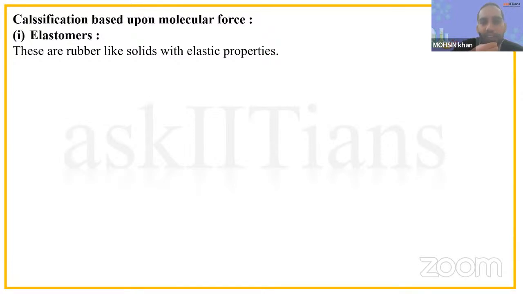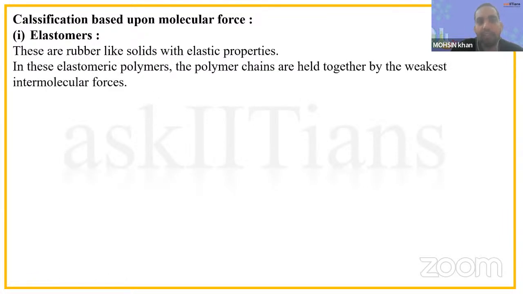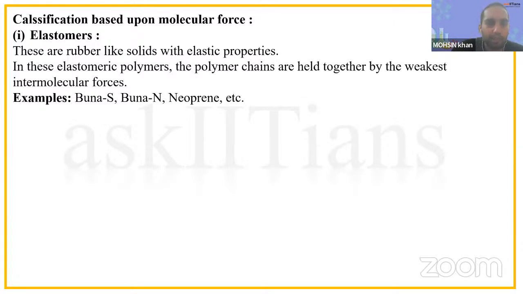First is elastomers. Elastomers are basically rubber-like solids with elastic properties, meaning they stretch. In these elastomeric polymers, the polymer chains are held together by the weakest intermolecular forces. That is why they are stretchable. Examples are buna S, buna N, neoprene.